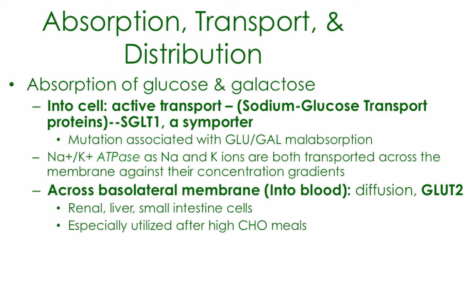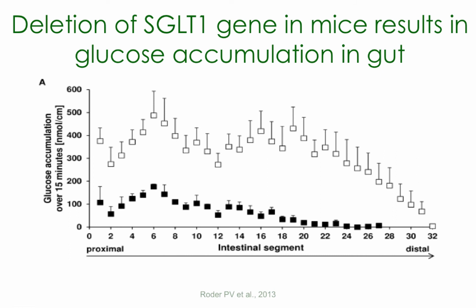Of note also is the fact that SGLT1 is utilized by both glucose and galactose, but not fructose, apparently. And also during high concentration carbohydrate meals, we have increased use of GLUT2 during that time. In fact, looking at this study here, the result of the study: if you delete the SGLT1 gene in mice, this results in glucose accumulation in the gut.